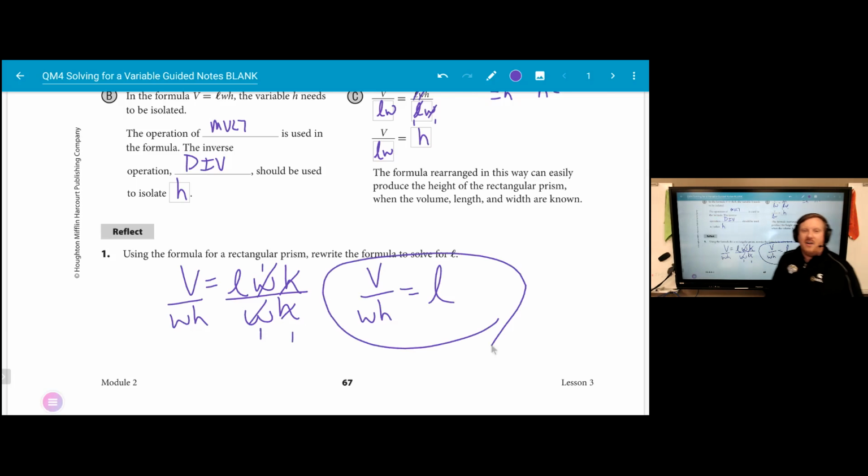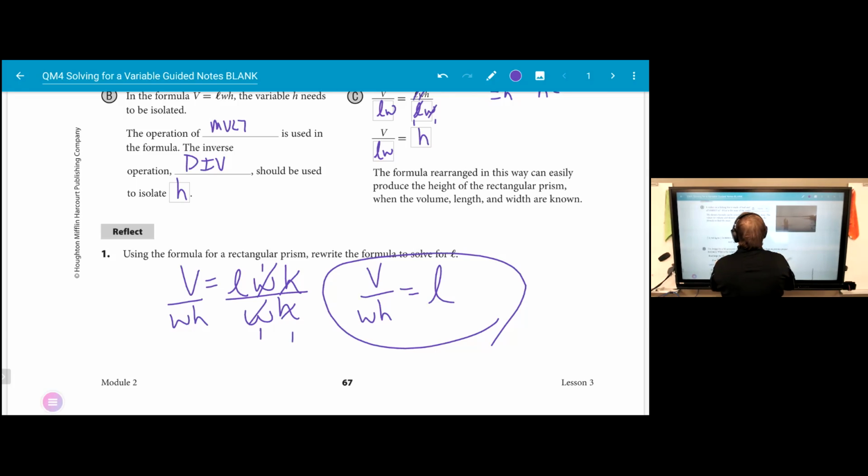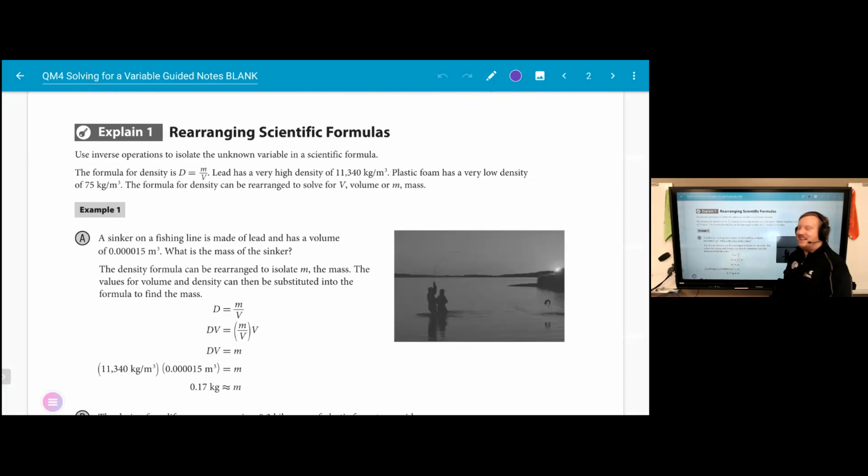We solved for L. Something equals L or L equals something. L is the isolated, or by itself, variable. Super important concept. Rearranging scientific formulas. Science. Love it. Using inverse operations to isolate the unknown variable in a scientific formula.